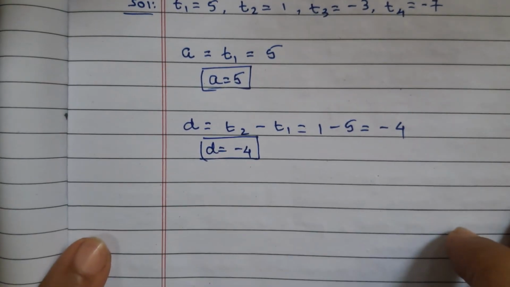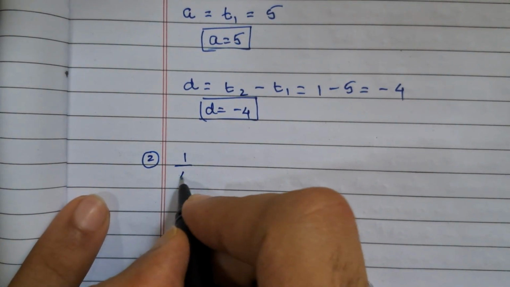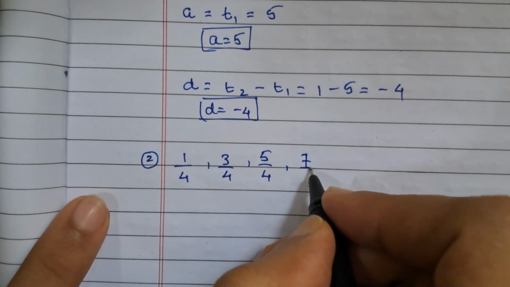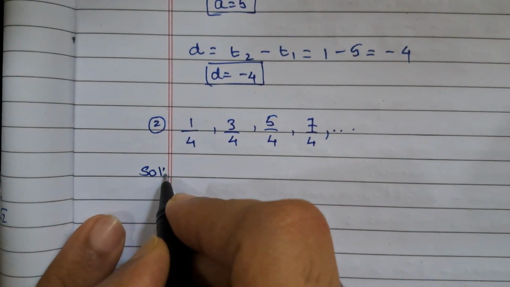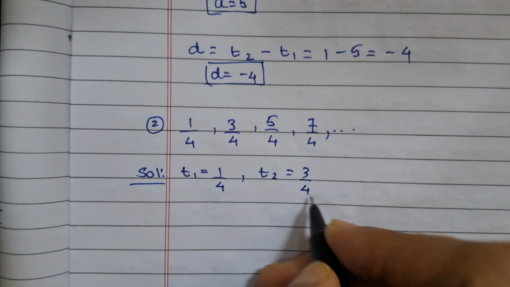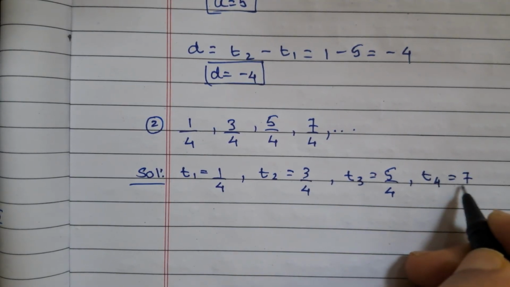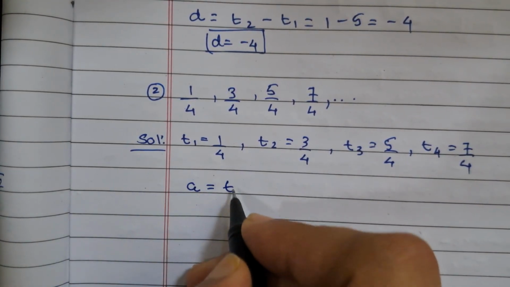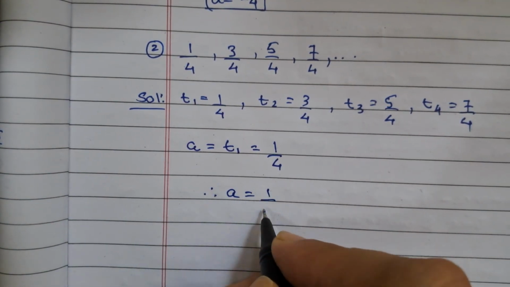Let's take another example. Let me just take a fraction this time. Second one: 1 upon 4, 3 upon 4, 5 upon 4, and 7 upon 4, and so on. So nothing to worry if you see a fraction. Simply write the solution: T1 is 1 upon 4, T2 is 3 upon 4, T3 is 5 upon 4, T4 is 7 upon 4, right? First of all, let me find A. A is nothing else but the first one, T1. In this case, T1 is 1 upon 4, and hence I have my A. A is 1 upon 4. It was that simple.